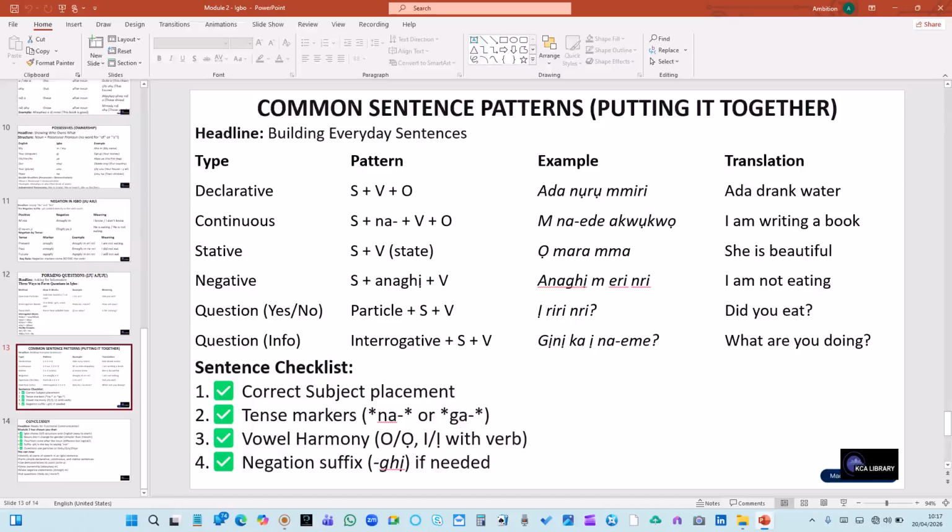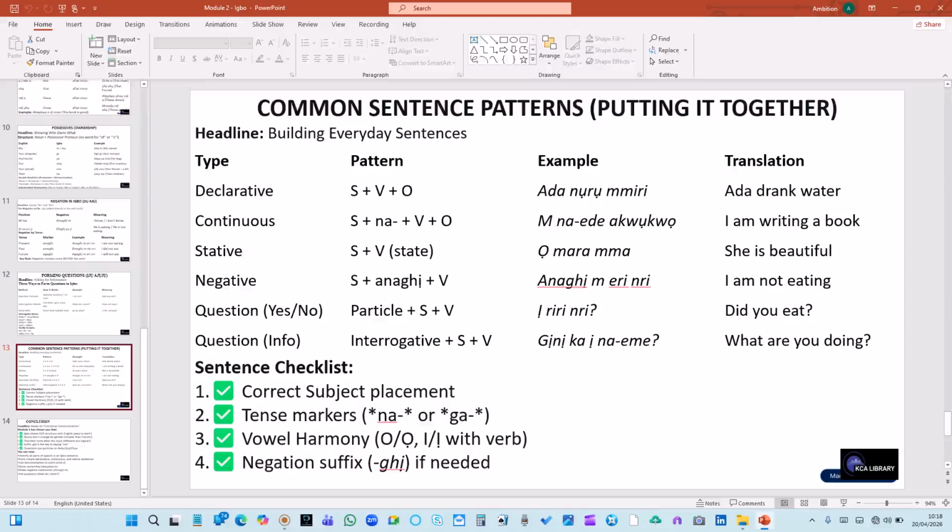Then the static form includes subject plus the verb state. Ọ mara mma, she is beautiful. Then the negative form is the subject plus anaghị plus the verb. Anaghị m eri nri, I am not eating.